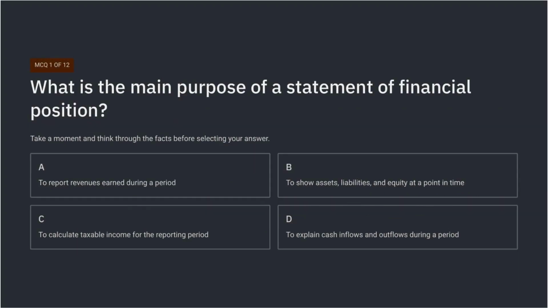Here is MCQ 1. What is the main purpose of a statement of financial position? Read the question slowly and notice the phrase statement of financial position. This is another name for the balance sheet. Think about whether the statement reports performance during a period, taxable income, cash movements, or financial position at a date. Take a moment, compare all 4 options, and choose your answer now.